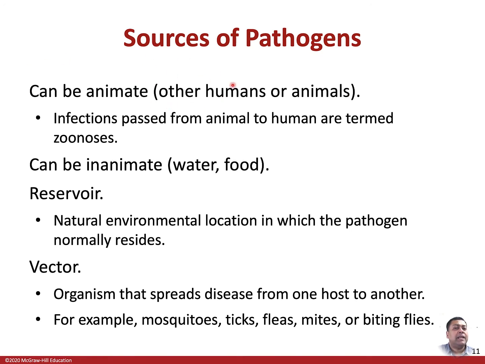like means that they can be other humans or the animals. And the infection that is passed from animals to humans is known as zoonosis. This is actually a very important term. And we know that there are many examples of this. Say, for example, with West Nile virus, the water birds are actually the reservoir. So from the water birds, the mosquitoes carry it and spread it to human beings. And the human beings are just incidental hosts.